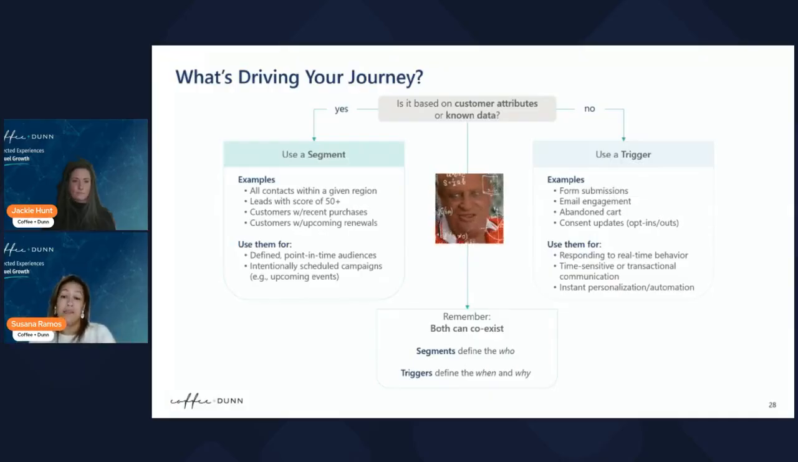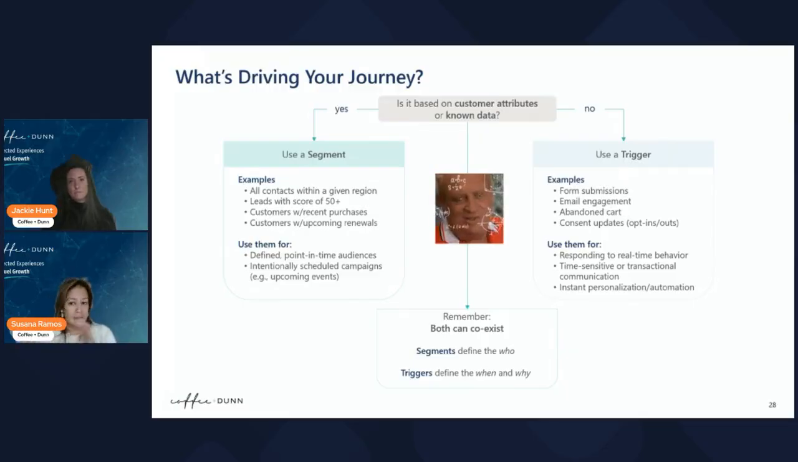Or some type of channel engagement. So if they engage with an email in a certain way. Same deal for the abandoned cart scenario that we talked about before, right? Where they're visiting a website, but after a certain amount of time, they haven't completed the purchase or converted. And then finally, like I mentioned before, any changes in consent, really good opportunity to use a trigger.